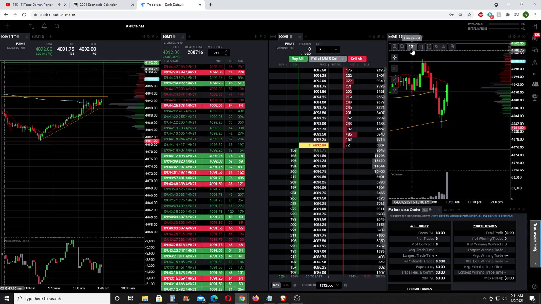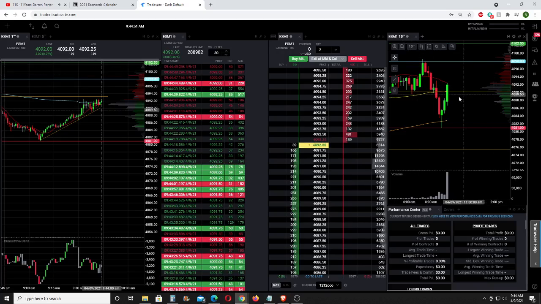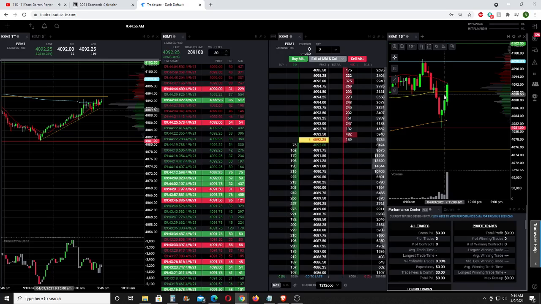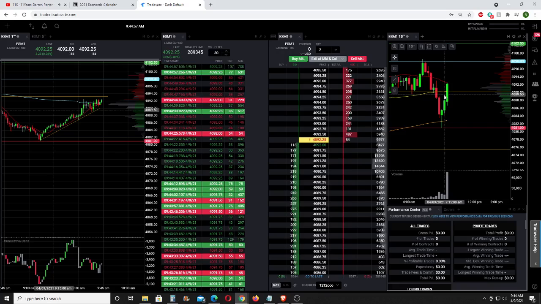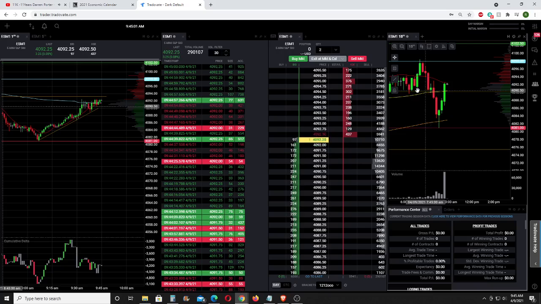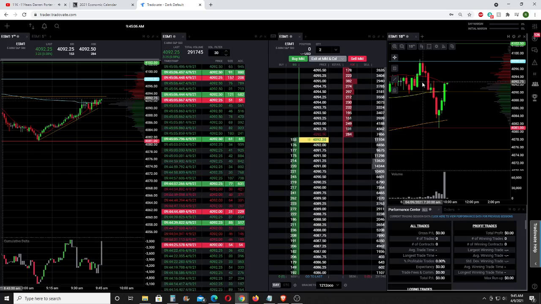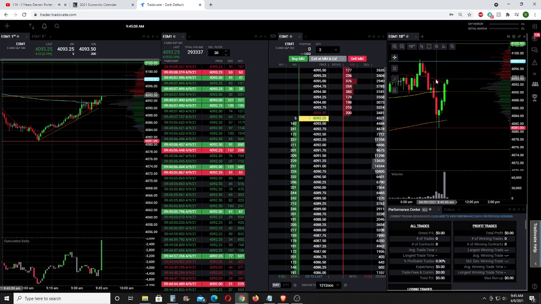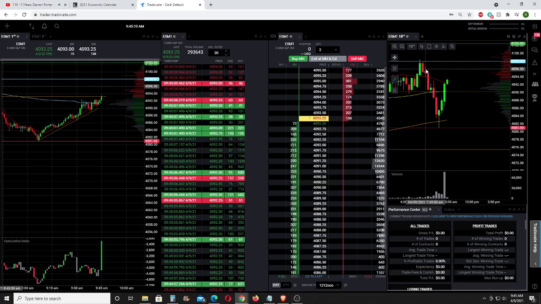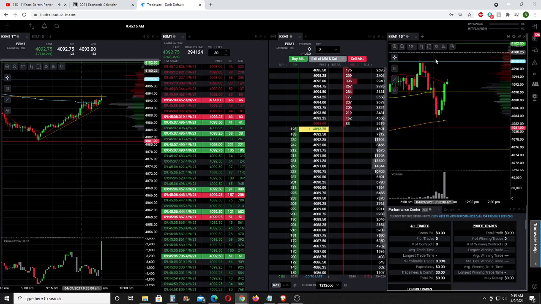15-minute bar is about to be closed soon. Another 10 seconds before the 15-minute bar closes. And a new bar has formed. Wow. Yeah, this is bullish. So the delta. Boom. This huge big green delta. Very, very bullish.